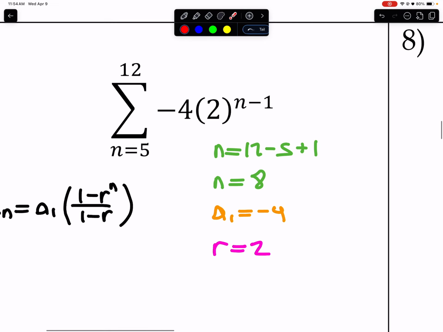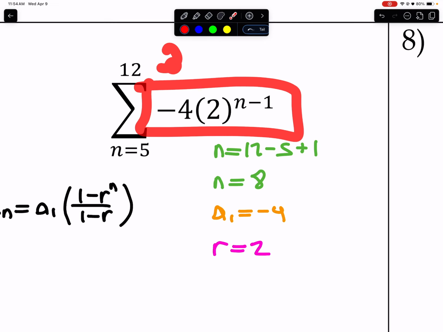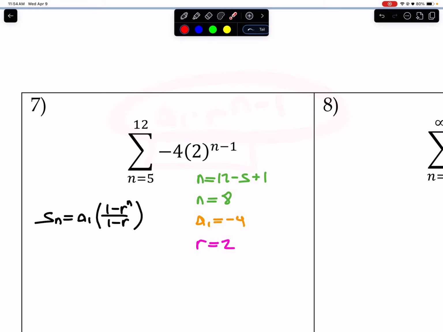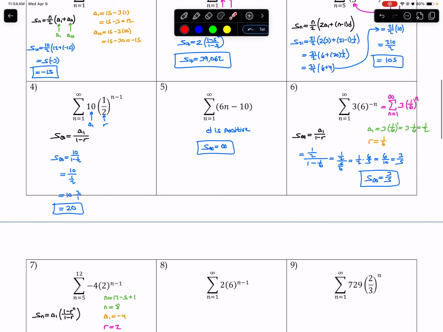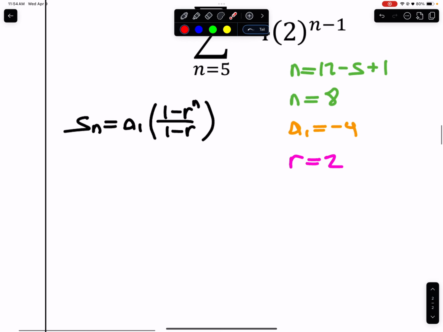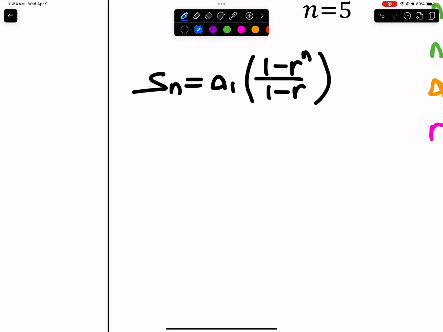Now remember, I can just pull the values because we're in the form a sub 1 times r raised to the n minus 1. If your sequence or formula doesn't look like this in this form, then you will have to do some finagling like we did on number 6. Now I'm ready to plug in.